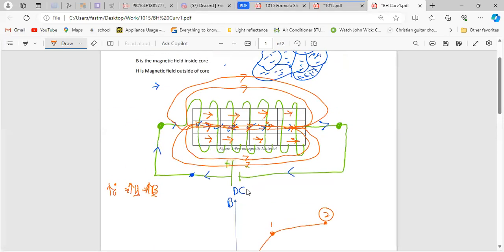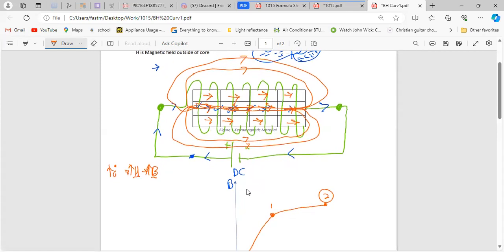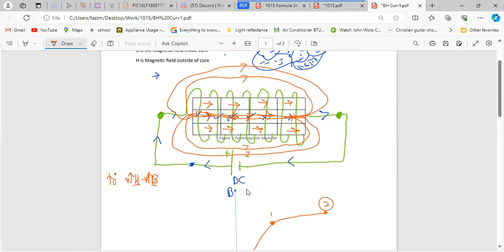All right, so let's go through. Now we can do some stuff to this. At this point, the material is fully magnetized. It can't go anywhere else. But what happened? If for some reason, if I added a rheostat or something, and I started to decrease the current, then because the current decreases, H will start to decrease.